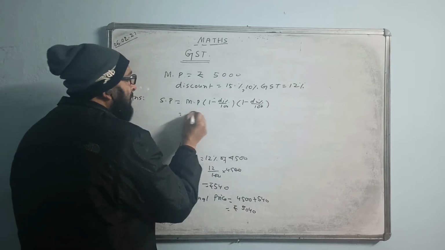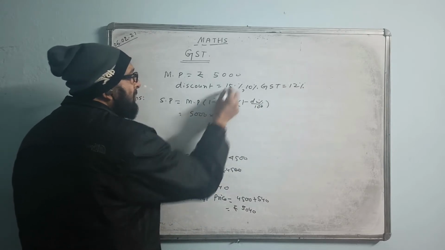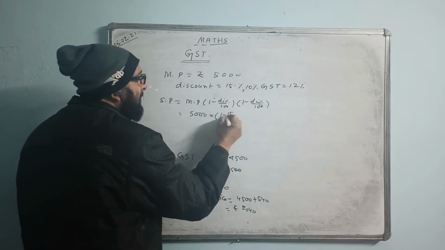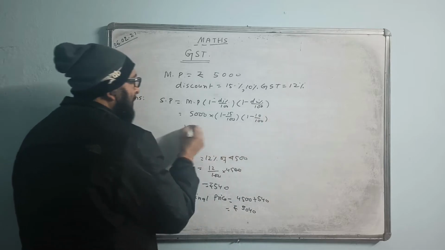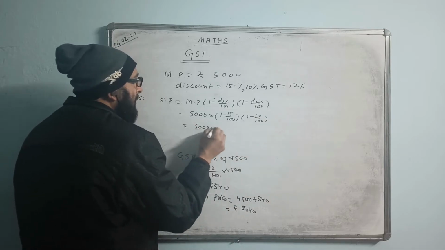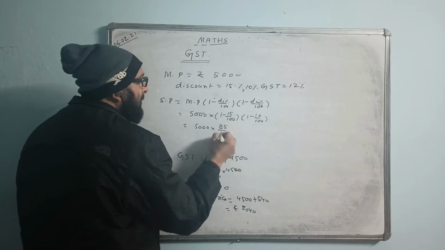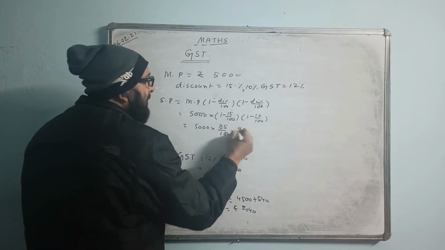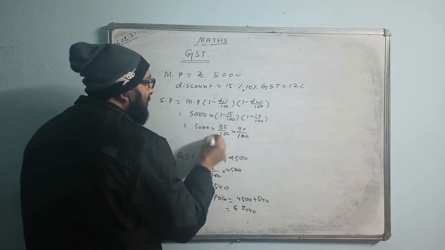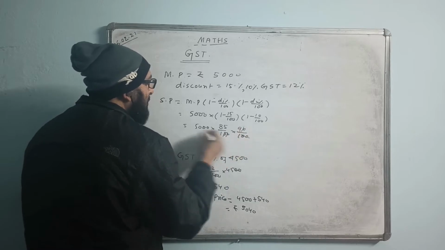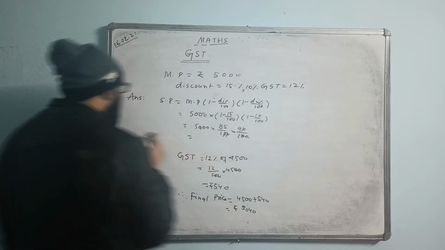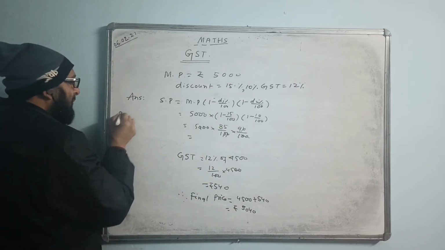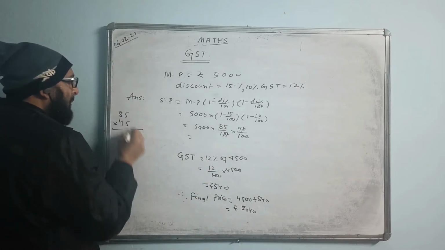So mark price is 5,000. First discount is 15%, then 1 minus 15 by 100. 1 minus 10 by 100. 5,000 into 85 by 100, into 90 by 100. Now I can cancel the 20s and the zeros. Multiply everything now: 5 nines are 45 into 85. Check what is the answer. 45 into 85. Multiply.